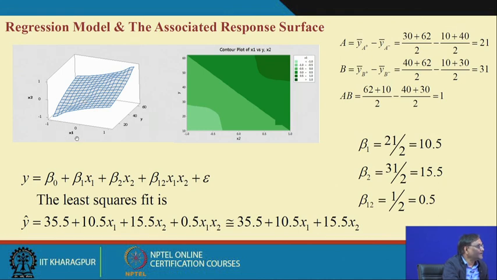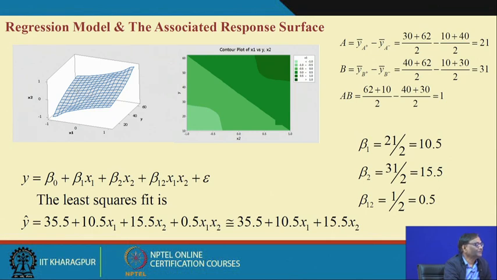So, here what happened: x1 changing from -1 to +1, x2 changing from -1 to +1, then y changing to different values, maybe 10 to whatever the range is available. So, this is known as response surface.